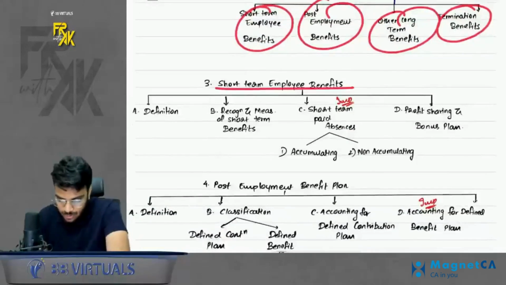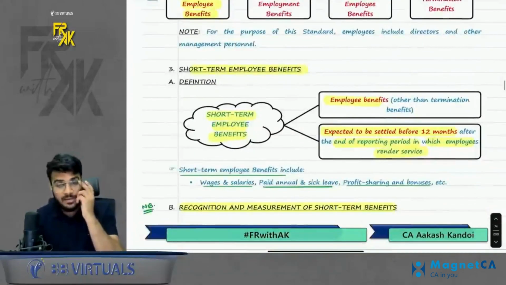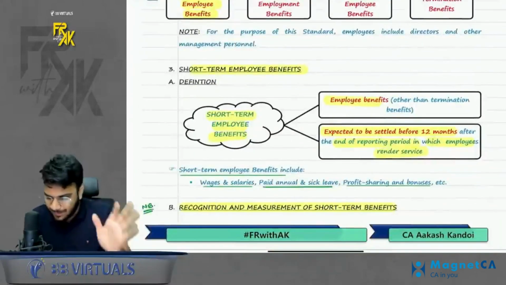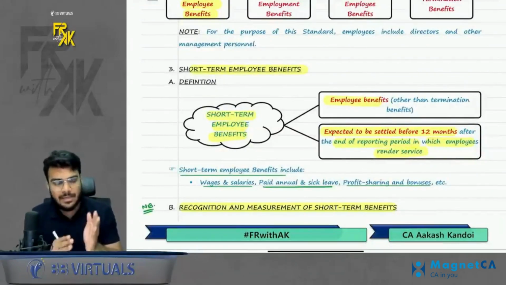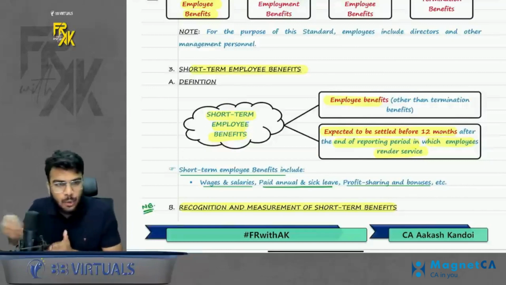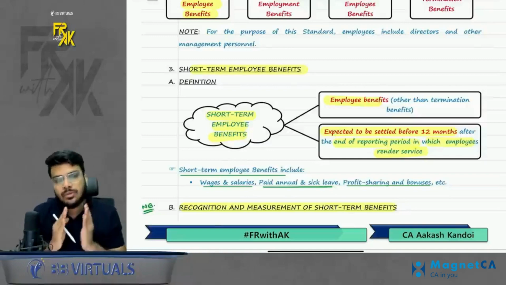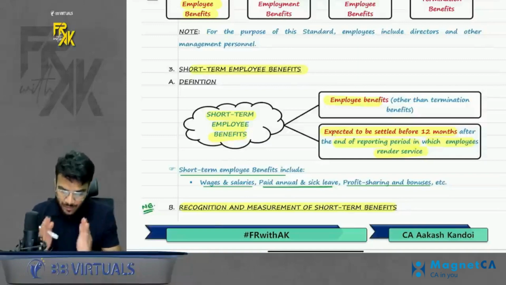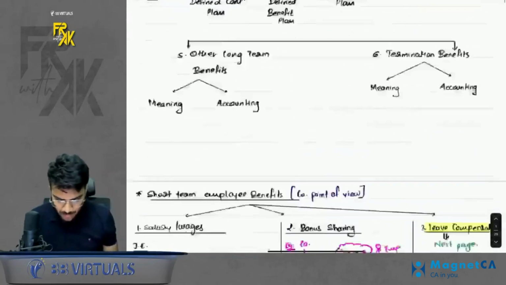First, we will talk about short-term employee benefits. If you see my notes, what is the meaning of short-term employee benefits? Any employee benefits which are expected to be settled within 12 months from the end of the reporting period. So let's say the employee gives the service today, and if the company is going to make the payment within 12 months from the date of the employee giving the service, that is going to be a short-term employee benefit plan.